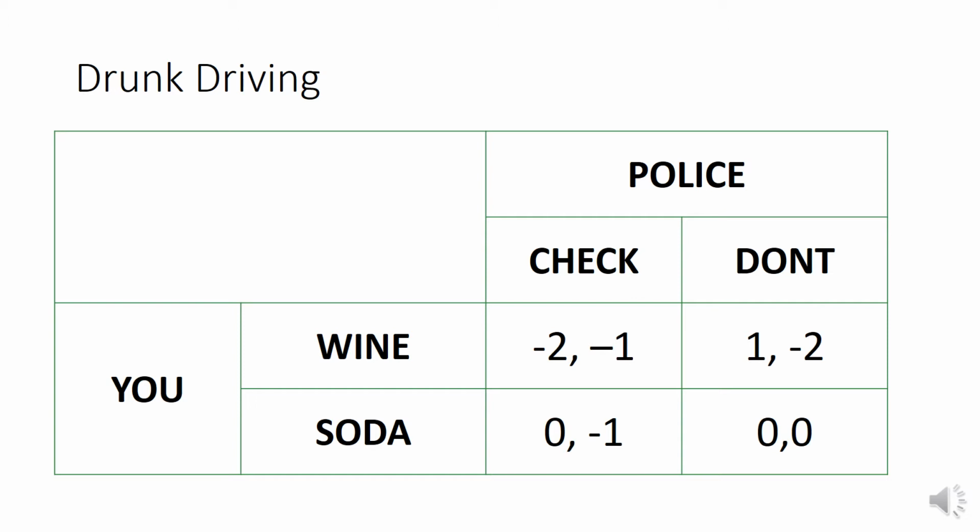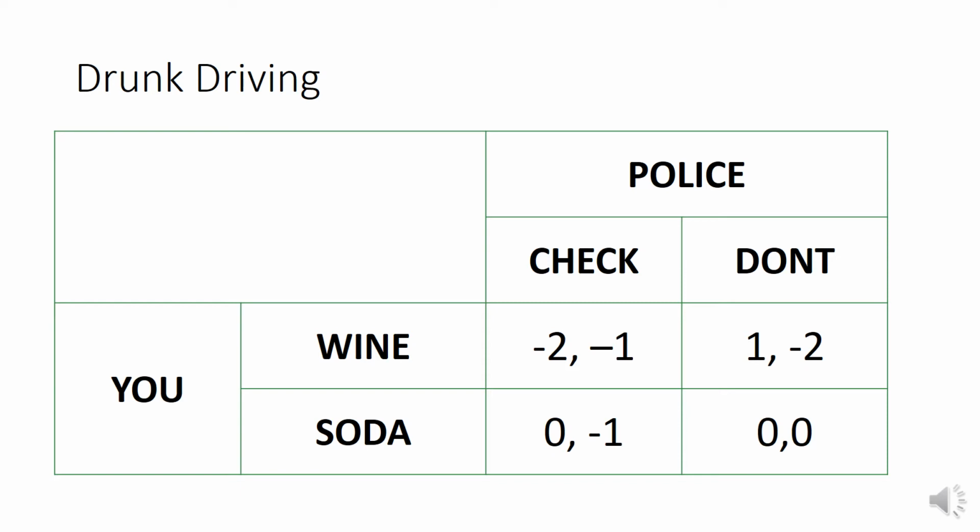So remember, we have this concept of you deciding whether or not to drive drunk and the police deciding whether or not to set up a checkpoint. We had some assumptions behind this game. Drinking wine is more fun than drinking bubble tea. Drunk driving is costly for everyone. It's bad for the city. It's bad for you if you get caught. It's bad for the city if you don't get caught. Setting up checkpoints is costly for the police.